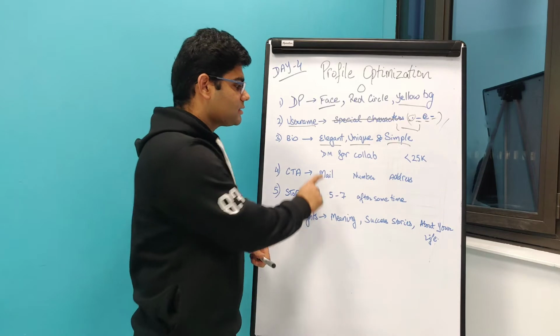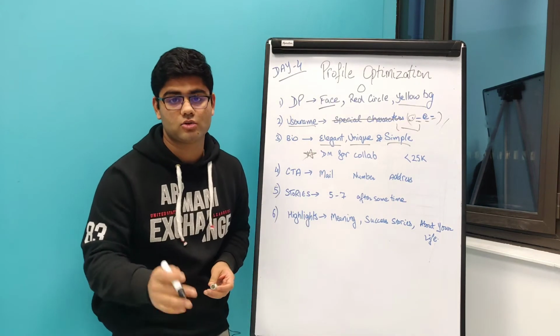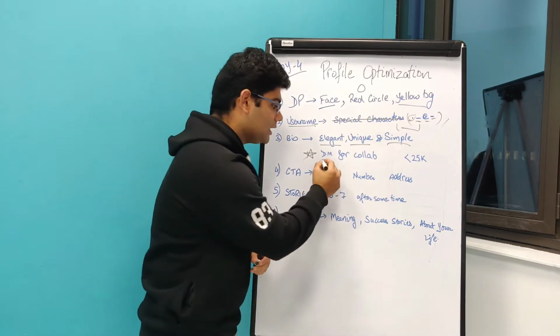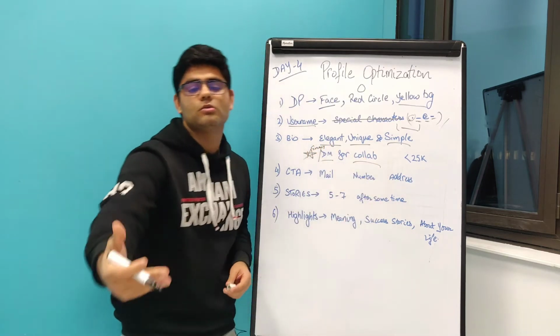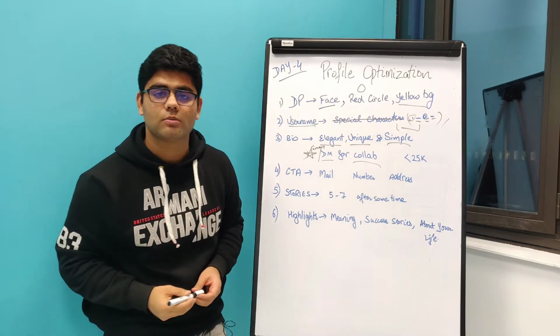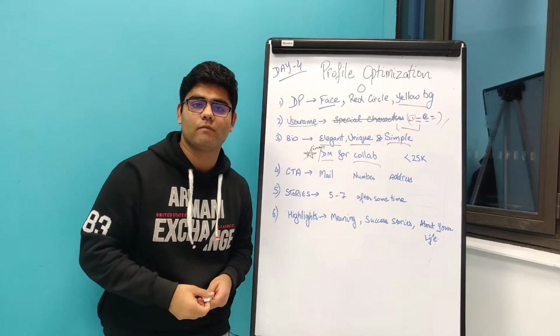And after that, this is one small thing that everyone is doing, and you should stop doing it: DM or email me for collaborations. Okay, so you are a person who has just started, or you are a person who is below 10,000 followers. Why would I collab with you?